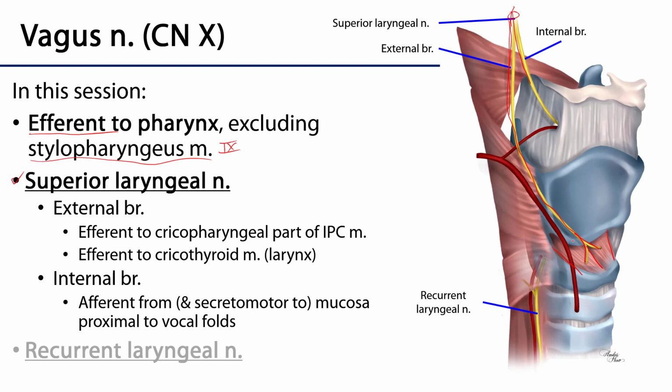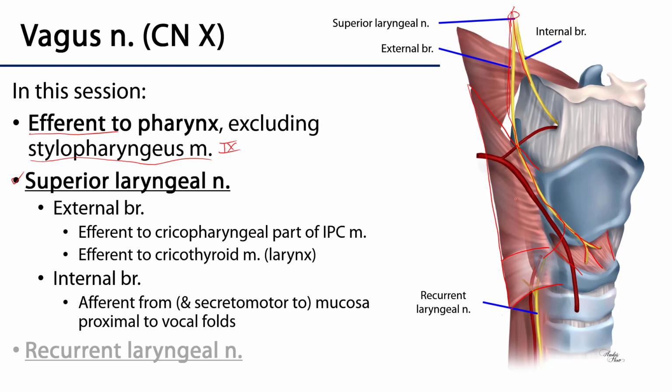So the external branch of the superior laryngeal nerve does that. The external branch of the superior laryngeal nerve also, although it's not shown in this particular illustration, is going to send some branches down to this muscle. So this is the cricopharyngeal part of the inferior pharyngeal constrictor muscle. So let's take a look. I'll outline all of the inferior pharyngeal constrictor muscle here.